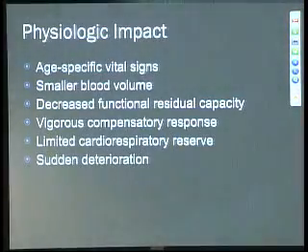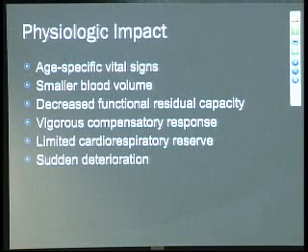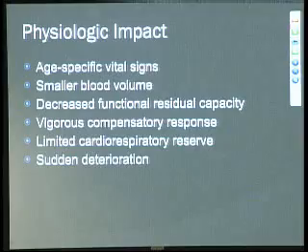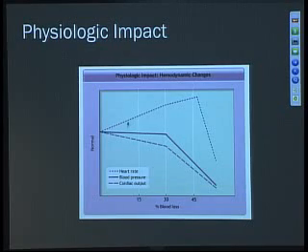The bladder tends to be higher, and it's more rare to have an isolated abdominal injury. So in children, obviously, you're using age-specific vital signs. The overall blood volume is smaller. The functional residual capacity in the lungs is lower. It will compensate for a long time, but then decompensate quickly. And so what you'll see is a slow climb in the heart rate before decompensation. The blood pressure tends to be maintained.